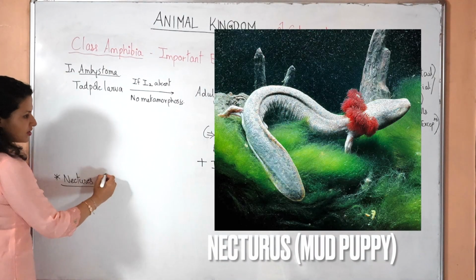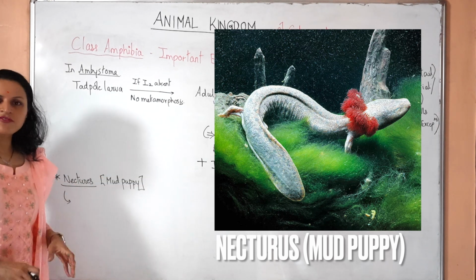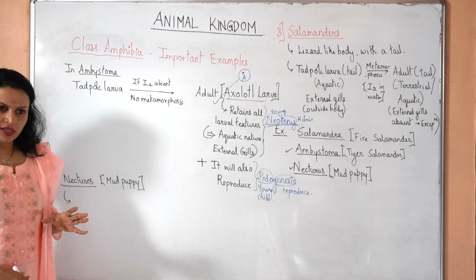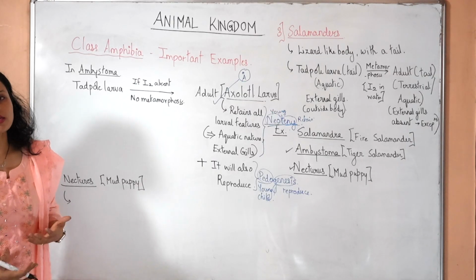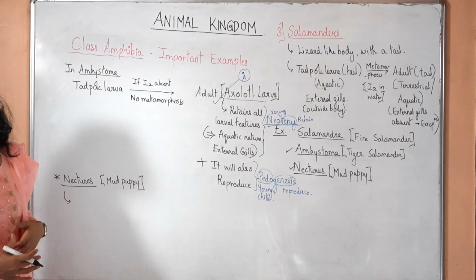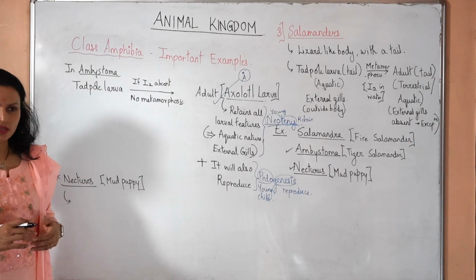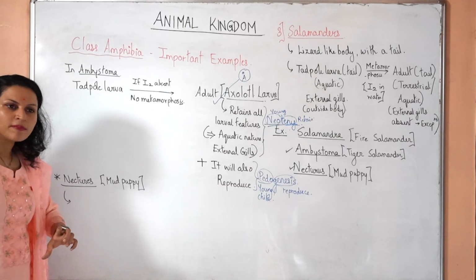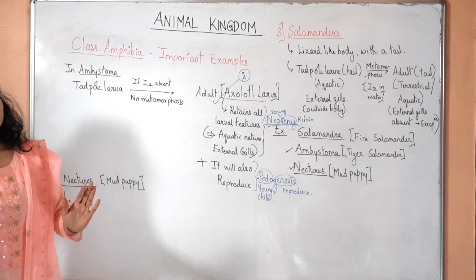In case of Necturus, which is also called the mud puppy, by default the thyroxine action is very low in the body, by default only. So even if lots of iodine is available in the water, it will not be able to synthesize enough thyroxine hormone. Its tadpole larva will not be able to synthesize a lot of thyroxine hormone even if iodine is available in the surrounding waters. As a result, what will happen? This tadpole larva of Necturus will compulsorily become an adult that retains all the larval characters.